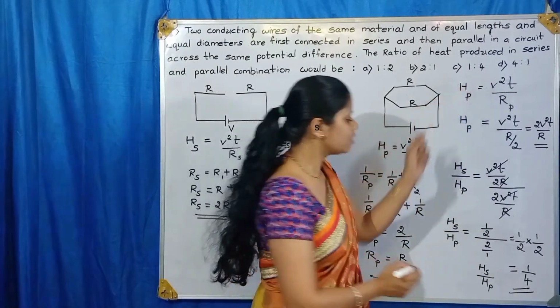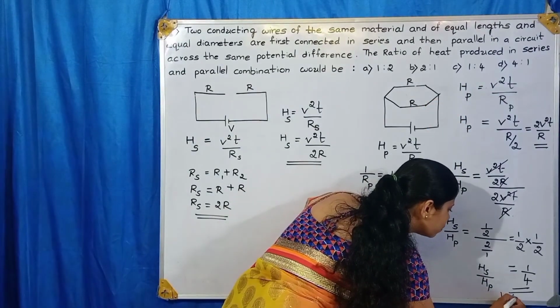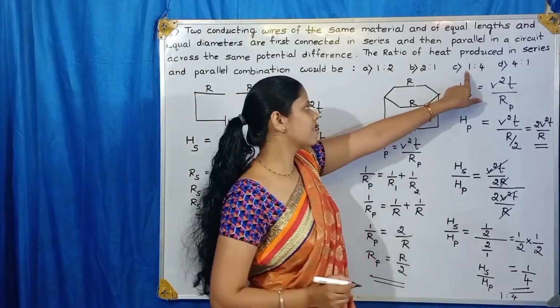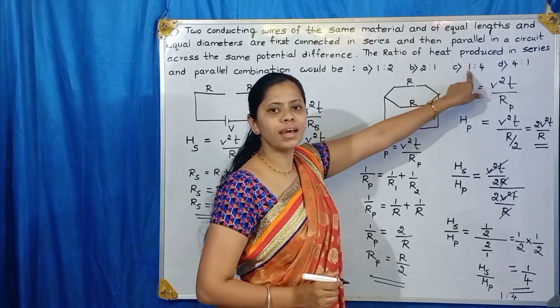That is, they are in the ratio 1:4. Therefore, this is the correct answer. Option C is the correct answer.